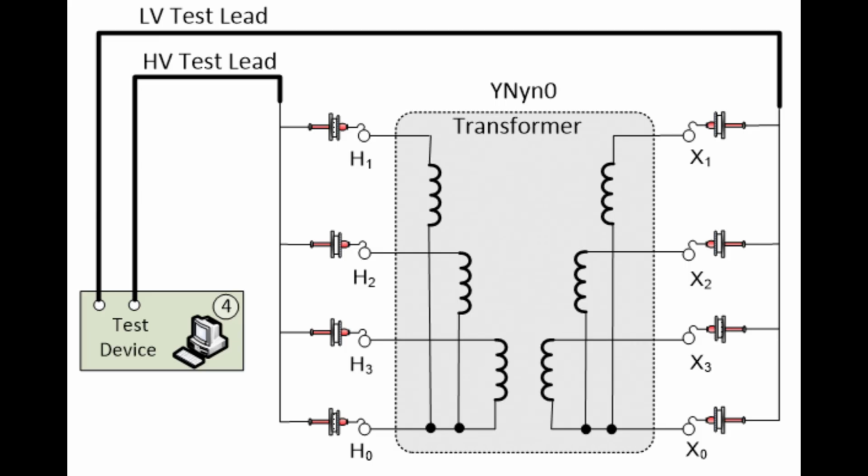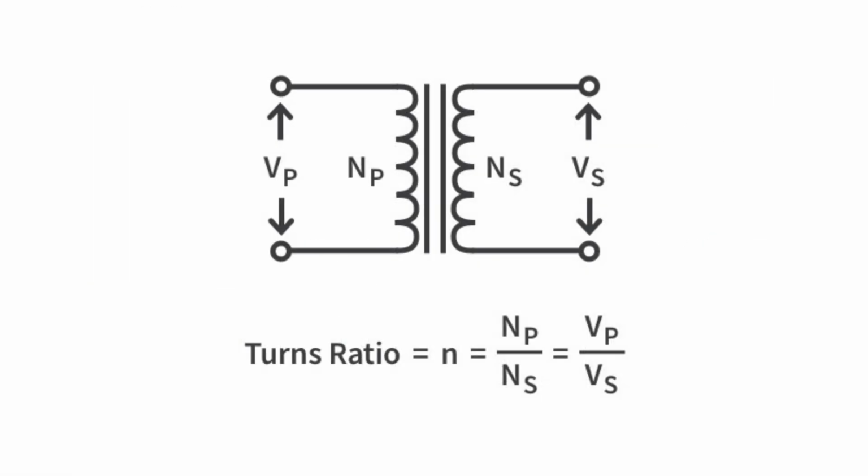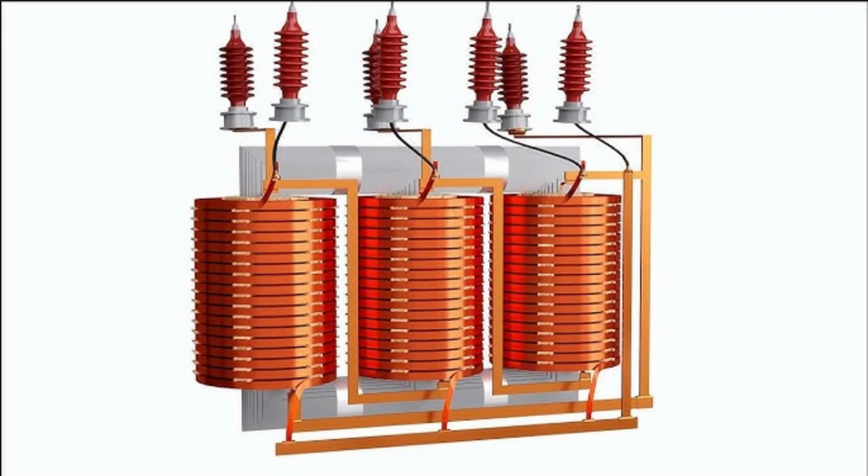The voltage induced in the secondary winding is measured. The turns ratio is calculated by comparing the primary and secondary voltages. According to NETA ATS, the measured turns ratio should not deviate more than 0.5% from the design ratio. Any deviation more than the expected value could indicate winding issues.